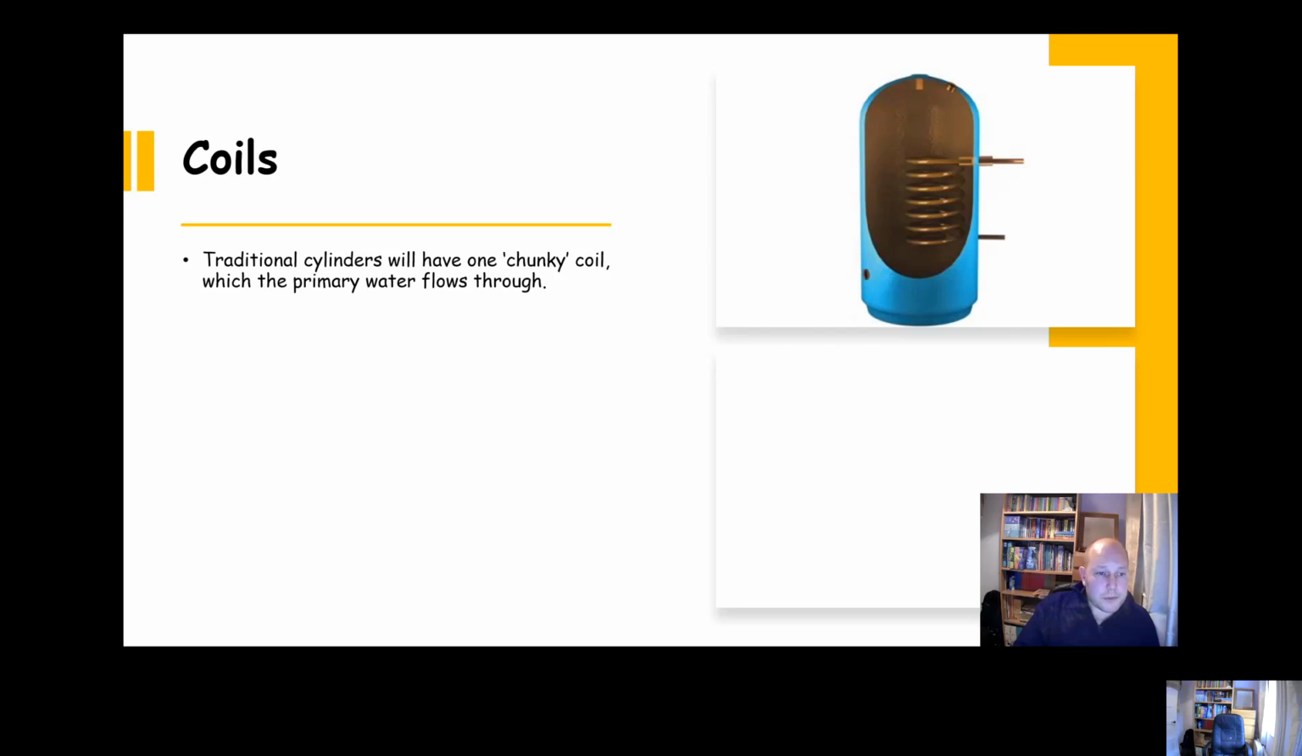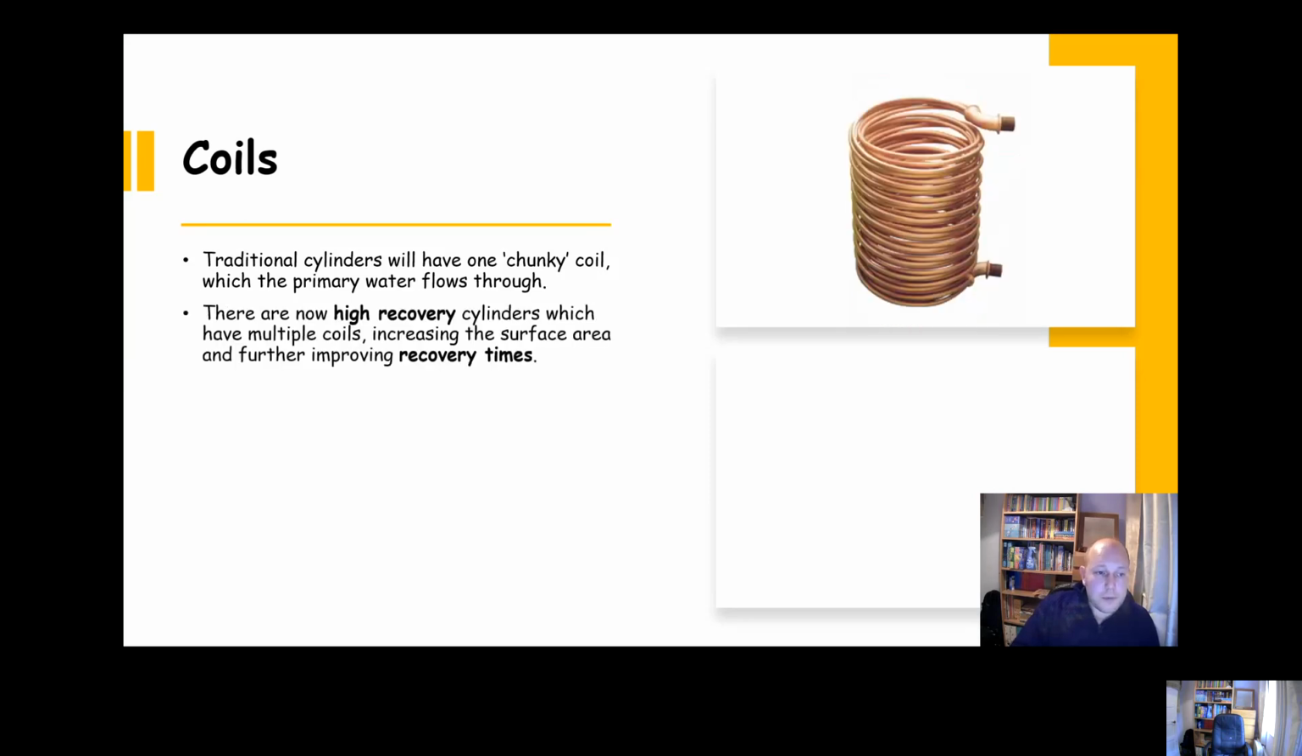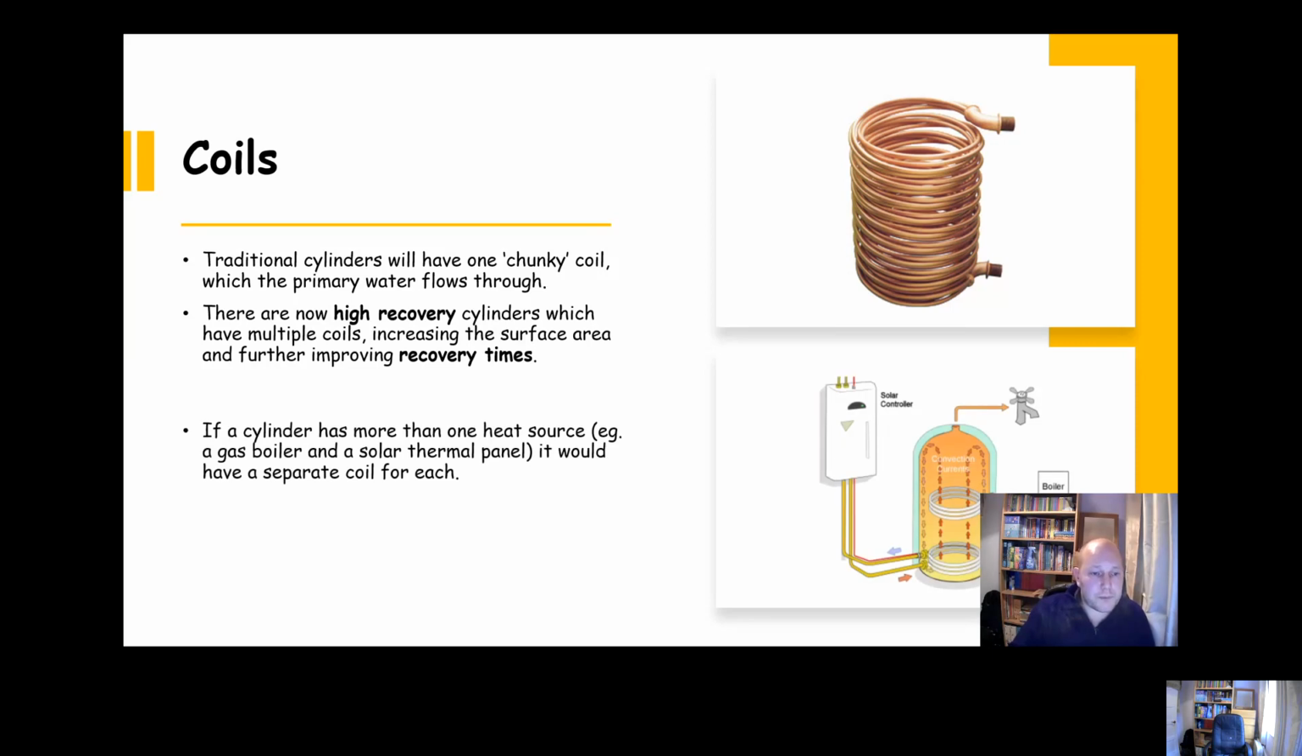Now look briefly at coils. Traditional cylinders have one chunky coil which the primary water flows through, like we talked about a minute or so ago. Though we do have high recovery cylinders which have got multiple coils. You can see with this coil the primary flow would go in and then it splits into several smaller coils, and the purpose of that is to increase the surface area. It increases the surface area of the coil, which means that it decreases the heat up time, which was described in cylinders as the recovery time of the cylinder, how quickly it reheats after you've pulled all the water out.